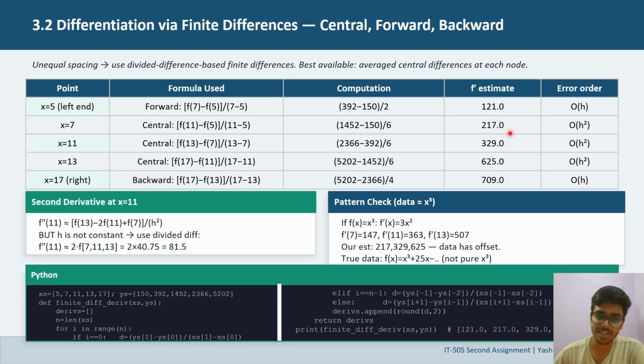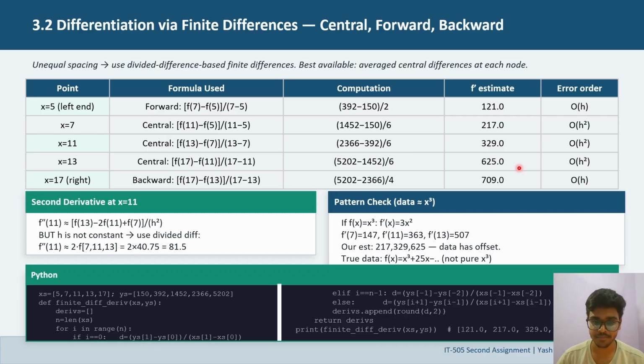Similarly, at x equals 11, 2366 minus 392 divided by 6, which gives 392. And at x equals 13, 5202 minus 1452 divided by 6, which gives 625. Finally, at the endpoint x equals 17, we use the backward difference formula 5202 minus 2366 divided by 4, which gives 709.